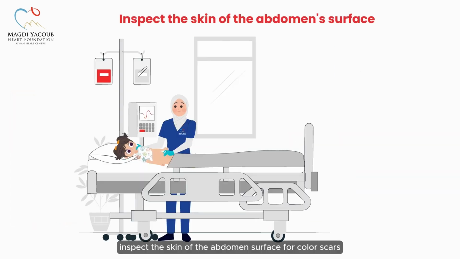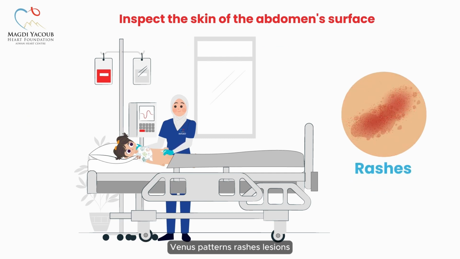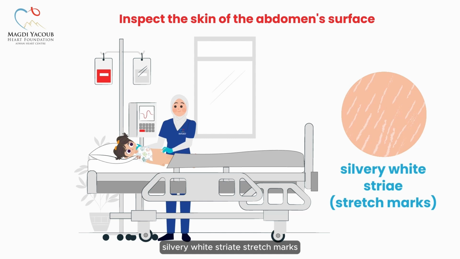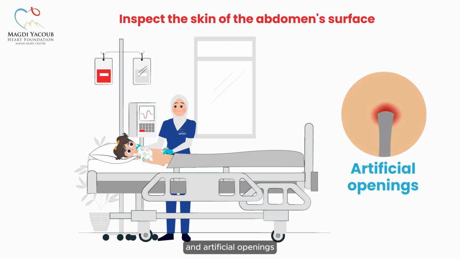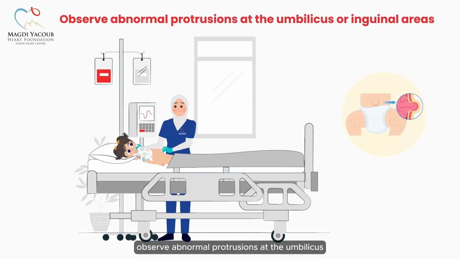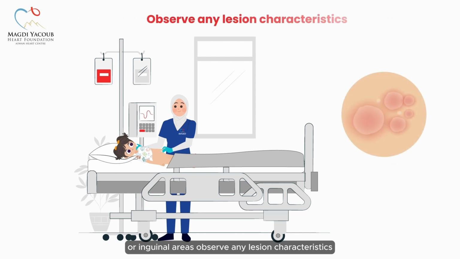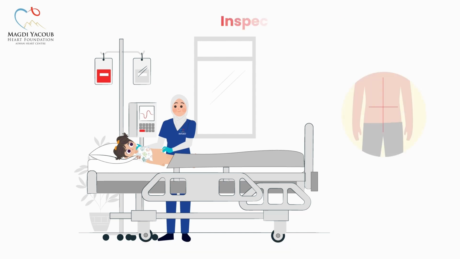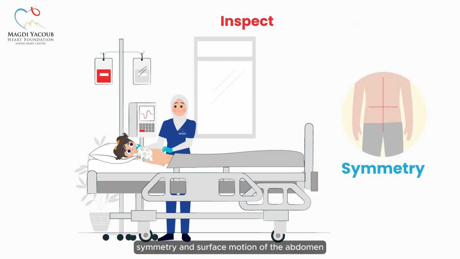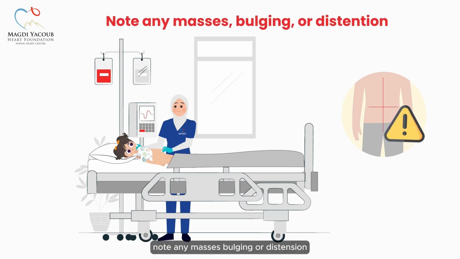Inspect the skin of the abdomen surface for color, scars, venous patterns, rashes, lesions, silvery white striae, stretch marks, and artificial openings. Observe abnormal protrusions at the umbilicus or inguinal areas. Observe any lesion characteristics. Inspect the contour, symmetry, and surface motion of the abdomen. Note any masses, bulging, or distension.